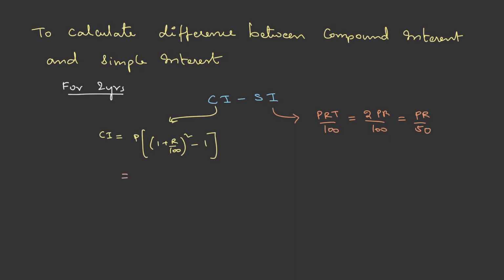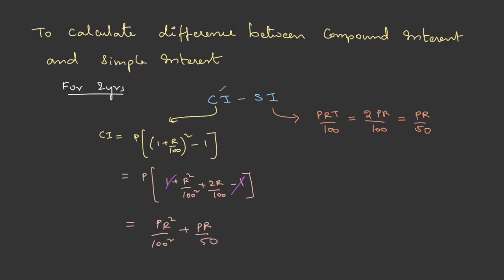So let's expand this. This is P into 1 plus R square by 100 square plus 2R by 100 minus 1. In this, 1 will be cancelled. Now the left out elements are PR square by 100 square plus 2PR by 100. 2 and 100 can be cancelled. It can be written as PR by 50.